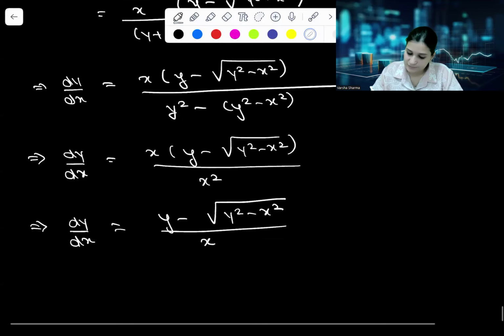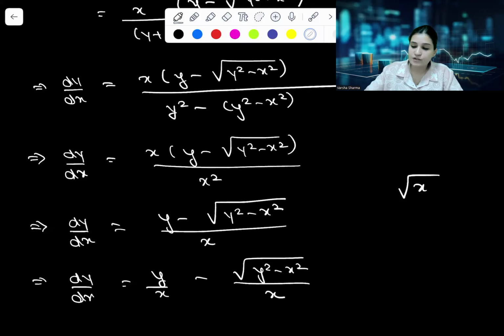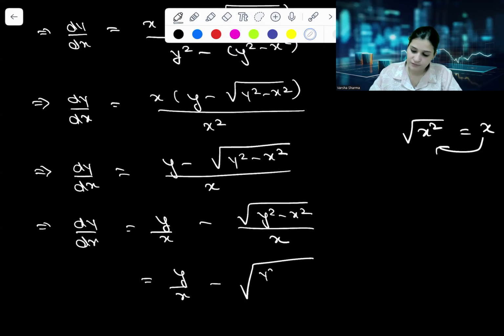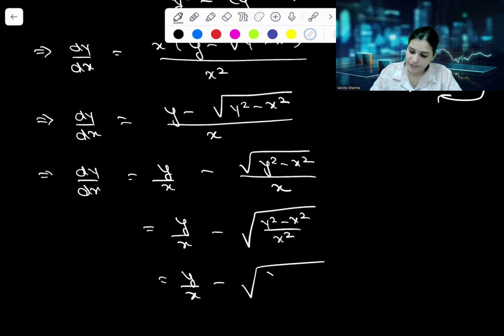Looking at the proof, we can isolate them individually, divide them. Now, what is under root x square? X. So I can write x as under root x square. I can take x inside the root. Now, again dividing them individually, y square by x square minus x square by x square, 1. Isn't this what they wanted us to prove?